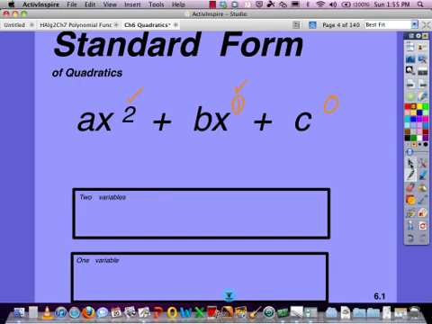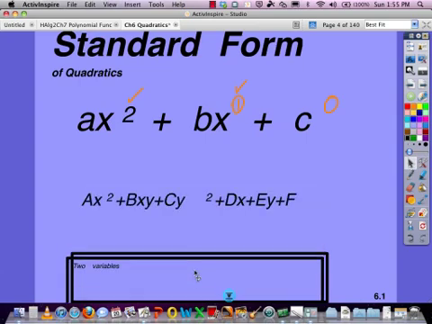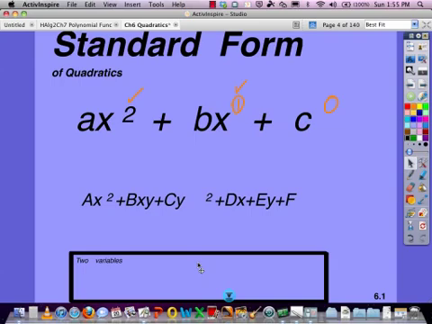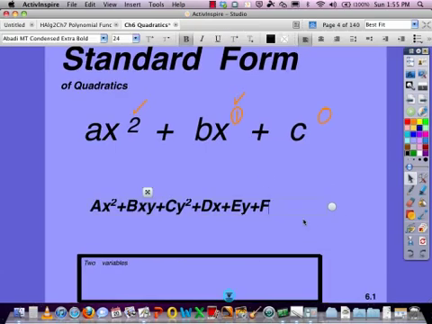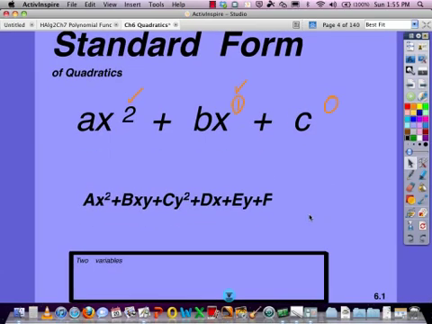Now, just as a tidbit, an extra challenge piece, something to look ahead on, if we had two variables, it would be more like this. Ax squared plus bxy plus cy squared plus dx plus ey plus f. Now again, this one's slightly tricky, but most people see it.